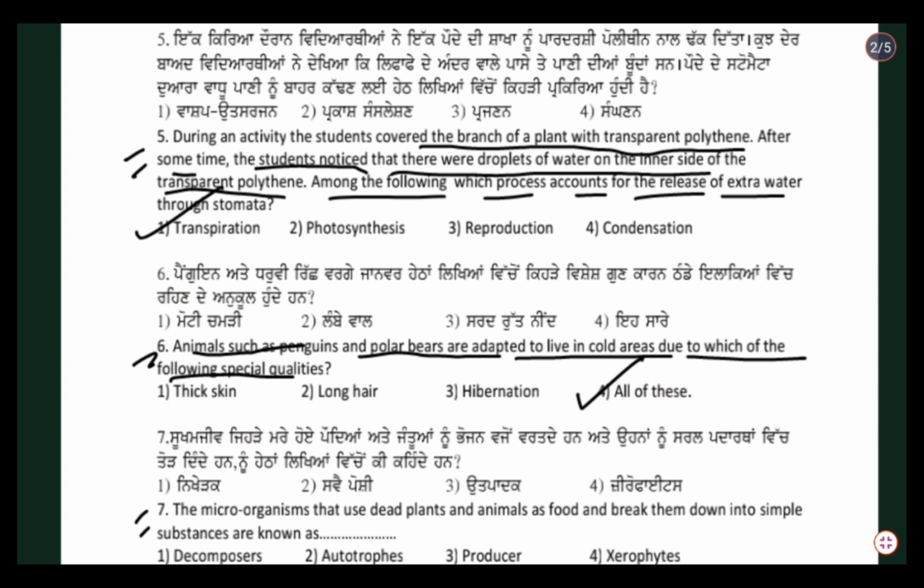Question number 7 is, the microorganisms that use dead plants and animals as food and break them down into simple substances are known as. So the answer is decomposers, right? As they play a crucial role in recycling the nutrients.